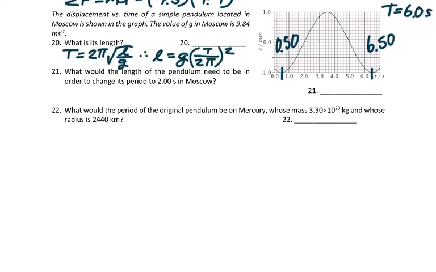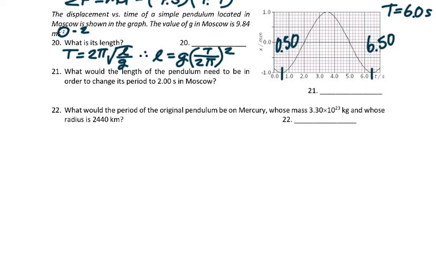Get L by itself, divide both sides by 2 pi, square both sides, and multiply by g. We have g from the problem set. It says that it's 9.84 meters per second squared. Meters per second squared, not meters per second. Epic fail. That's super unfortunate. I never make any mistakes. My math is always completely perfect.